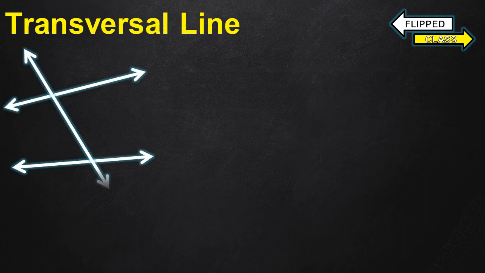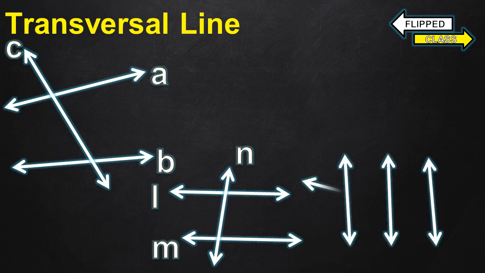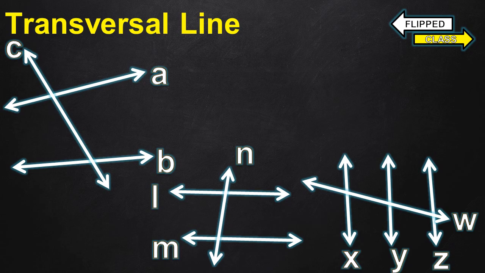Transversal line. Let's talk about these lines. Line C is a transversal line. In the next figure, line N is also a transversal line. And in this last figure, line W is also considered a transversal line.